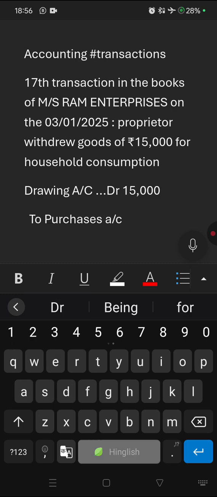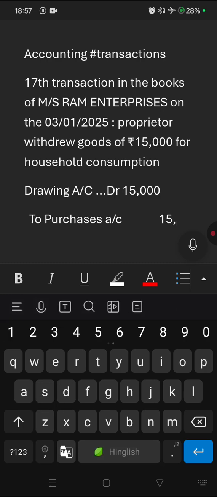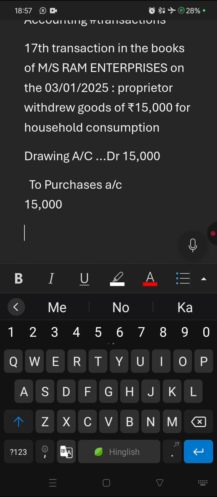Purchases account credit 15,000. And what will be the narration? The narration will be that the proprietor withdrew goods for household consumption. Okay, so we have discussed this one.